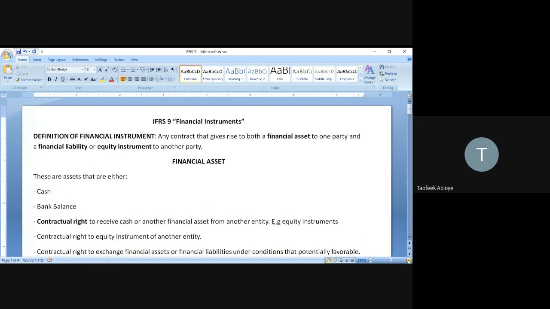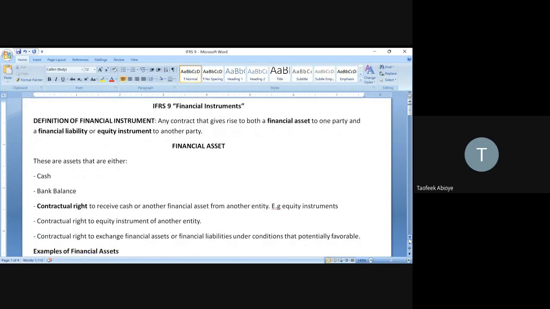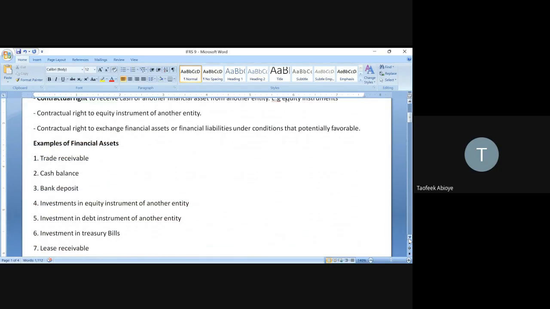So let's move on. Now, examples of financial assets, just like I said earlier. Number one is trade receivable. What is trade receivable? If you remember, it is IFRS 15 that defines trade receivable. It is a right to receive cash in the future after you have done what? After you have satisfied a performance obligation.